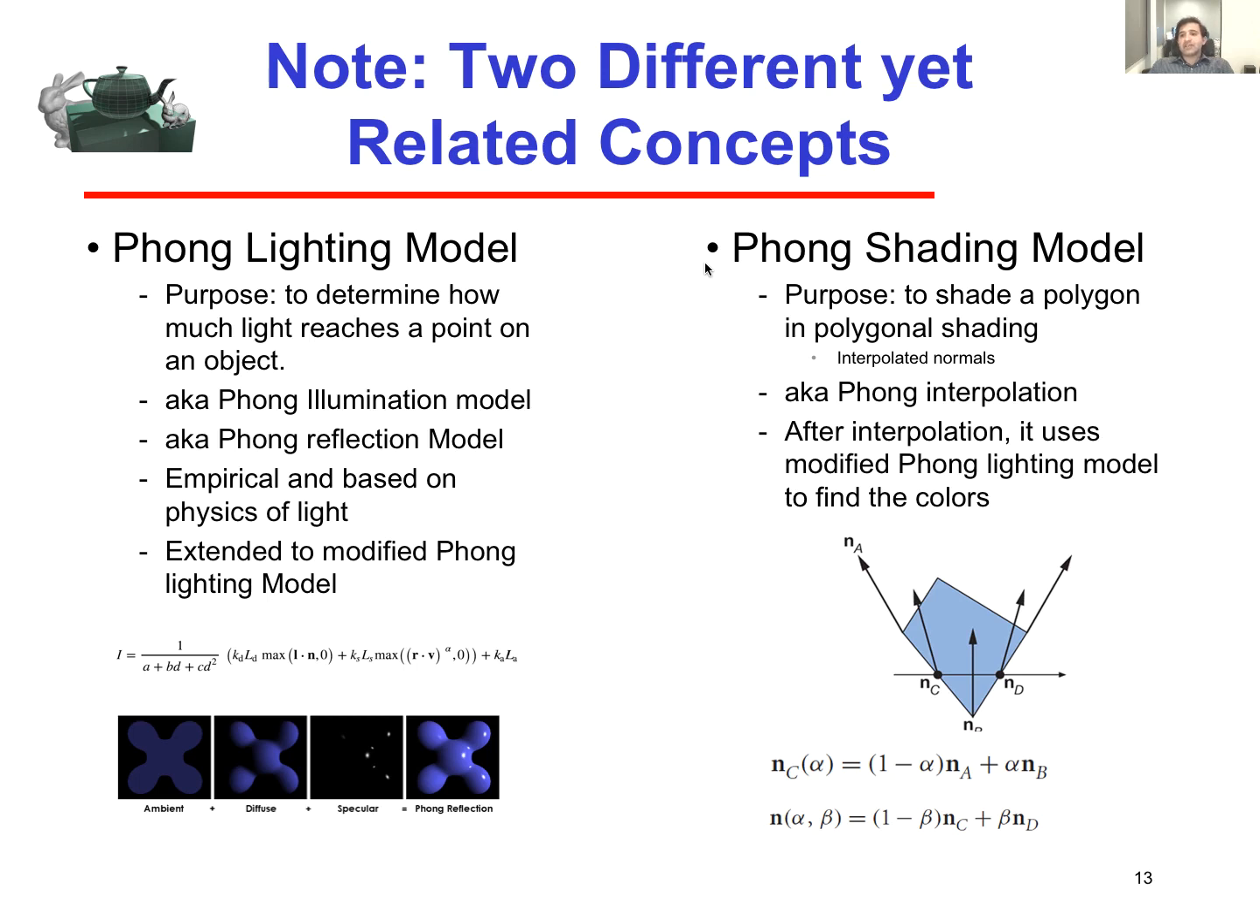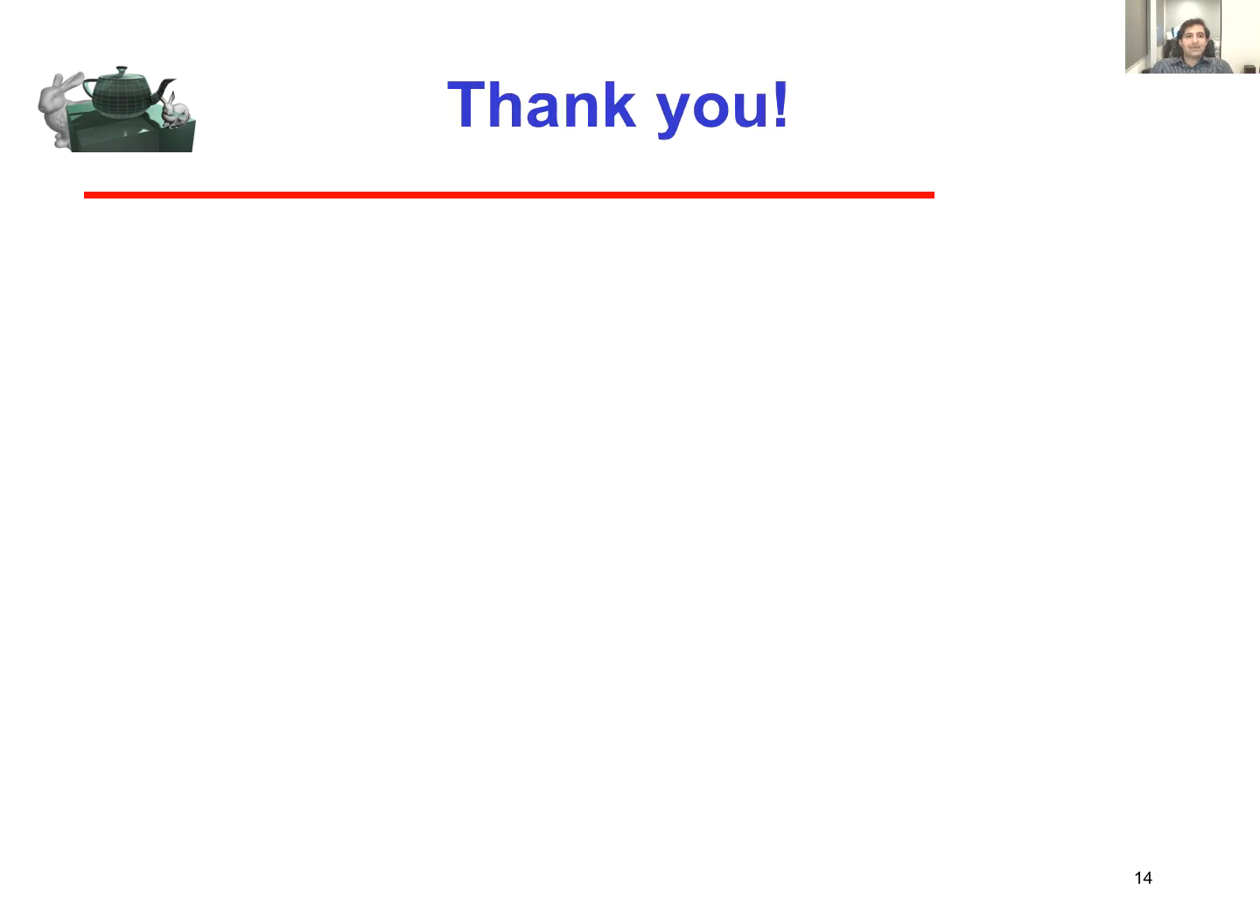On the other hand, the purpose of the Phong shading model is to shade a polygon in polygonal shading. So we must have a polygon to shade. What it does is it interpolates normals. So it's in a way an interpolation technique. It's also known as Phong interpolation. And after interpolation, it uses the modified Phong lighting model to find the colors. And this Phong shading model should remind you of a picture like this, where we perform two rounds of interpolation. The first round across the edges, like these two edges, and the second round across the polygon, like we do between point C and point D. And we can do these thousands of times to calculate the normals for all the points within the triangle. In the next lecture, we will look into the implementation of Gouraud and Phong shading in WebGL.